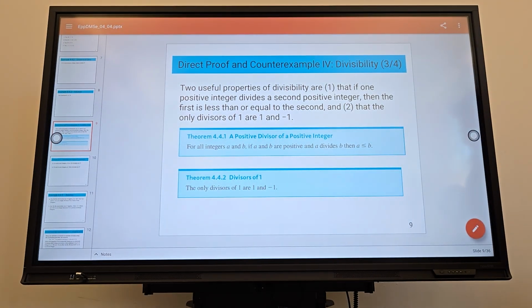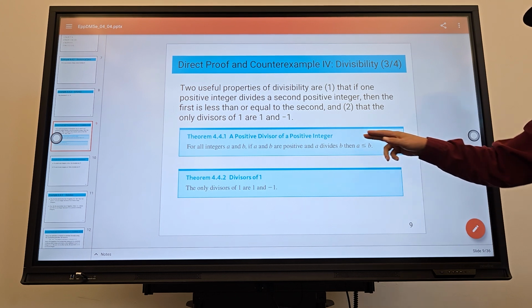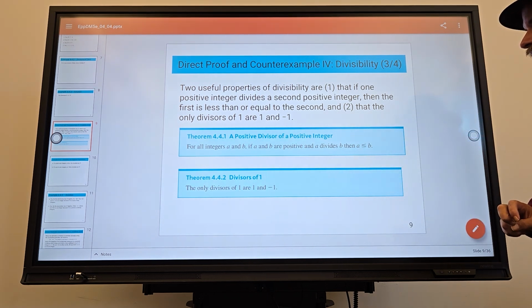Two useful properties of divisibility are: 1, if a positive integer divides a second positive integer, then the first is less than or equal to the second. And 2, the only divisors of 1 are 1 and negative 1. So it gives you 2 theorems to use in proofs. You should probably write these theorems down for later use in the homework, quizzes, and tests.